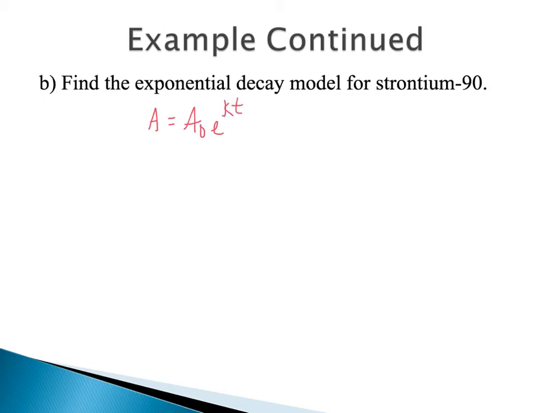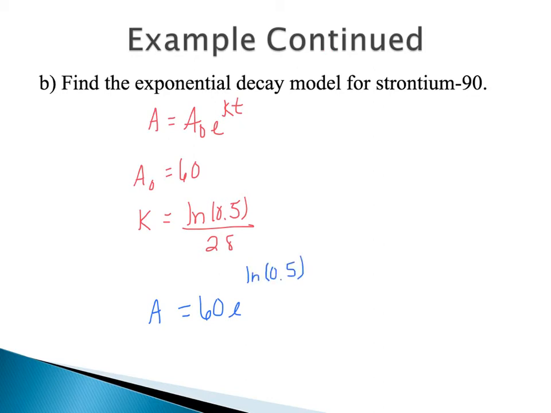Our A sub 0 was the amount of strontium that we started with, so we had A sub 0 equals 60 grams. We found in our first part that K was equal to the natural log of 0.5 all over 28. And what happens with that exponential decay model then is that we want to just fill that information in. So A stays A, A sub 0 is going to become 60, e to our K, which is natural log of 0.5 over 28, and then times T. Because what this does is that it allows us to find how much strontium-90 is left after T years.